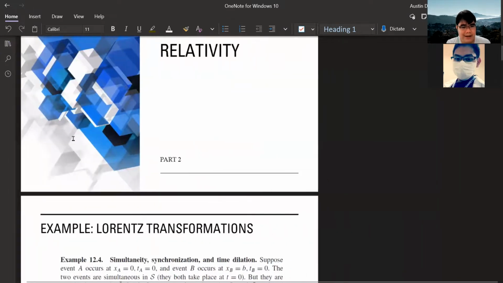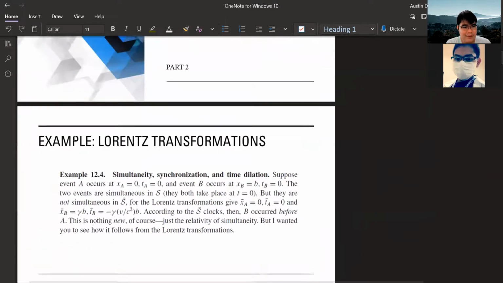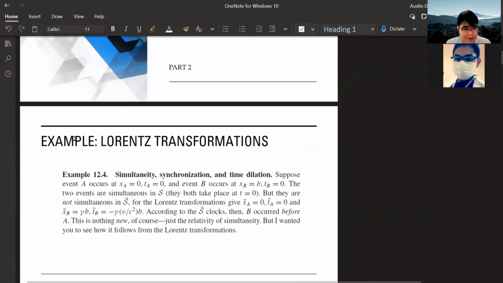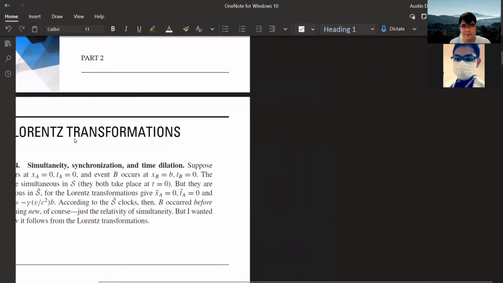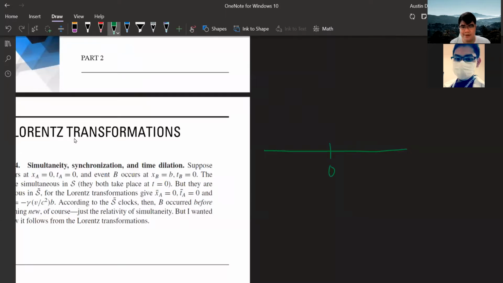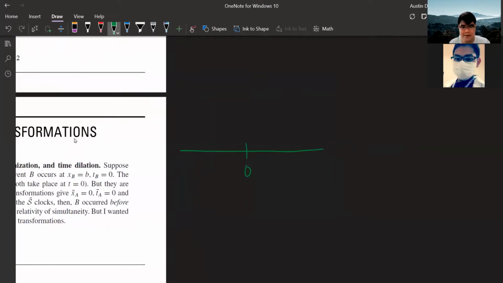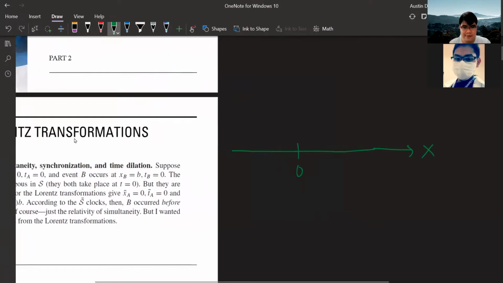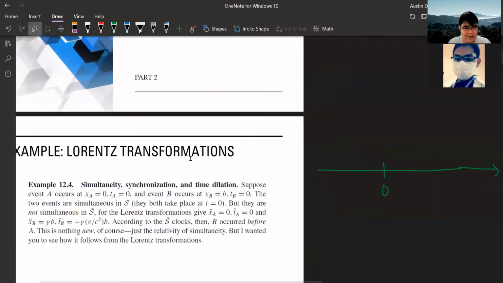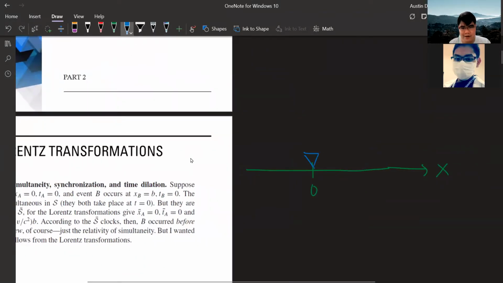And now let's look at examples for the Lorentz transformations. Example 12.4. Suppose event A occurs at, so gawa tayo, meron tayong x-axis. This is 0. Nasa non-moving reference frame tayo. Tapos may event at x0, t0, and another one at some place B. Yung mga triangle ay parang arrows lang. So TA 0, TB 0, somewhere in B.